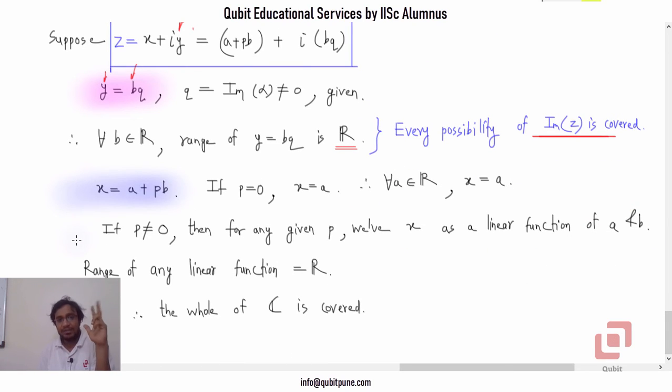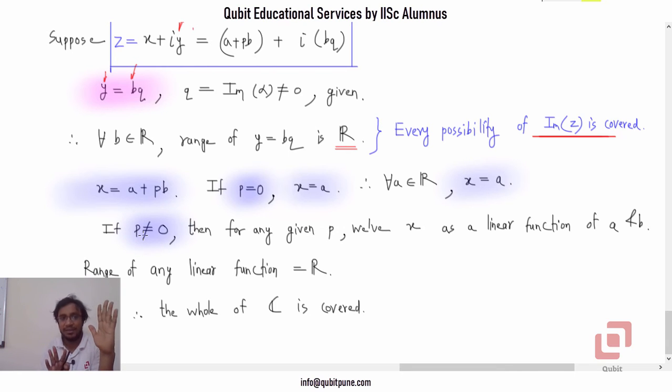Now again I'm going to consider two possibilities because there is no restriction on the real part. We'll consider two different possibilities, p equal to 0 and p not equal to 0. Suppose p is equal to 0. Then it basically becomes the case of y equal to bq, x is equal to a. So for every real a, x becomes equal to a, right? So this is very similar to y equal to bq. Every real number x you will get if you keep on changing the value of a, you'll get an identity function there.